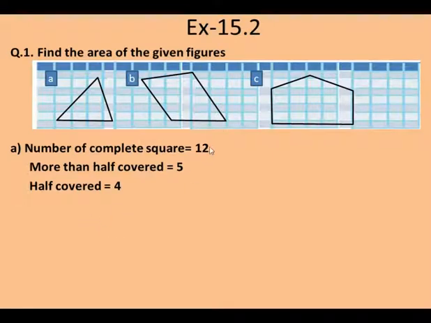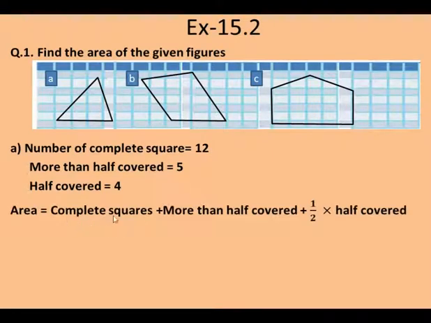So complete squares plus more than half squares and half covered squares, half into half covered. More than half is also taken as a complete one, okay, because less than half is not counted over here. So complete squares 12, more than half 5, and half covered half into 4. So 12 plus 5 plus 2, 19 square units area of figure 1.